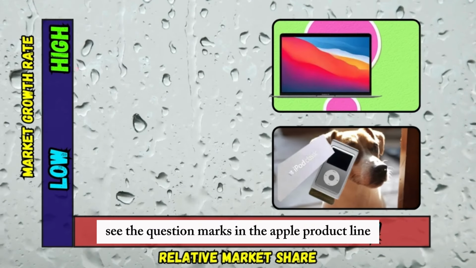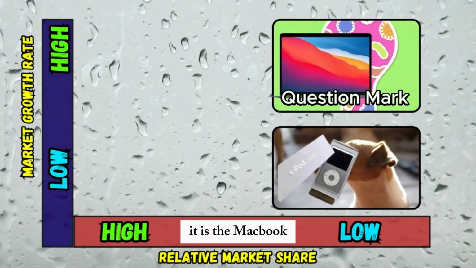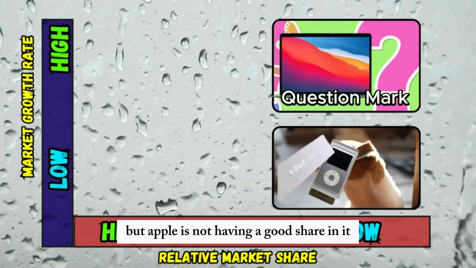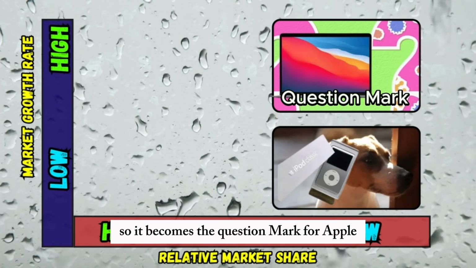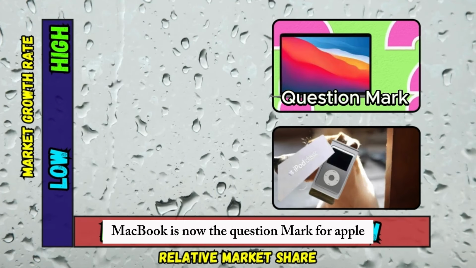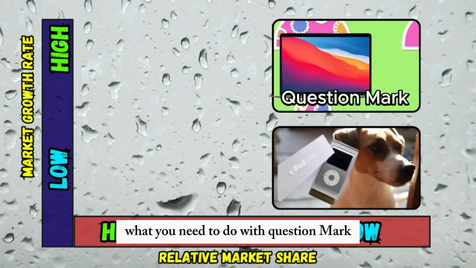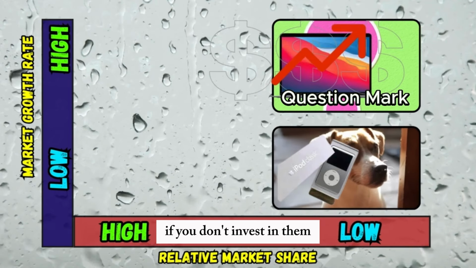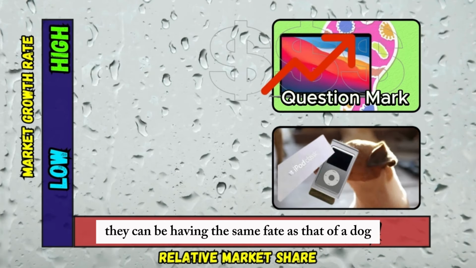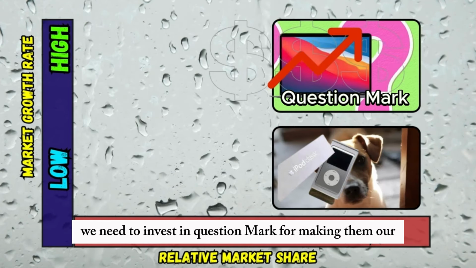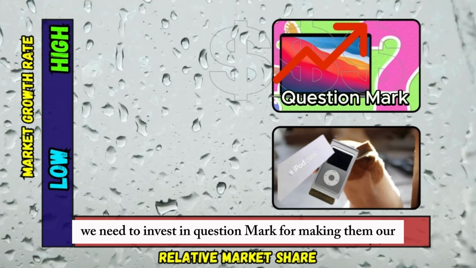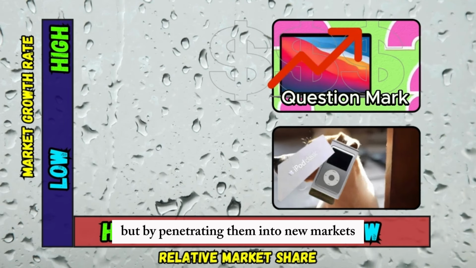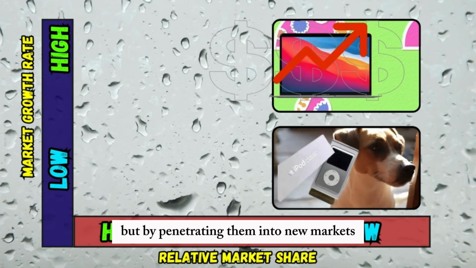See the question marks in the Apple product line. It is the MacBook. Market growth is going up for laptops, but Apple is not having a good share in it. So it becomes the question mark for Apple. MacBook is now the question mark for Apple. What we need to do with question mark? This makes question marks very tricky. If we don't invest in them, they can be having the same fate as that of a dog. We need to invest in question marks for making them our stars, or we need to pursue them as question marks, but by penetrating them into new markets.